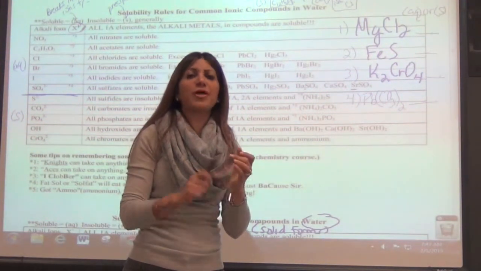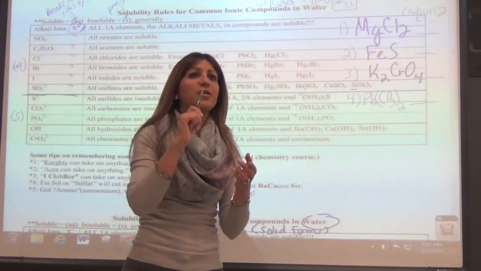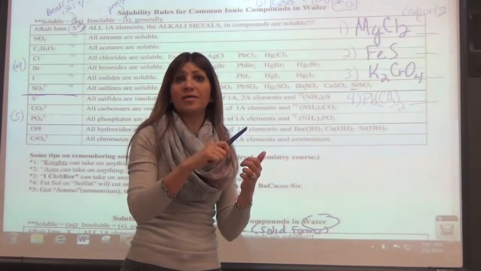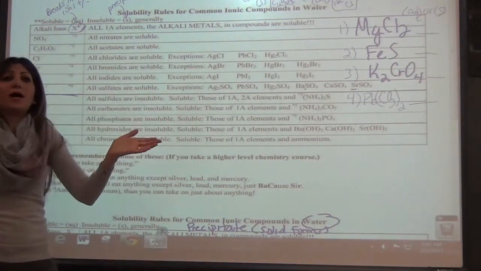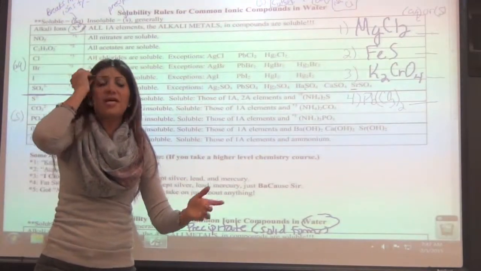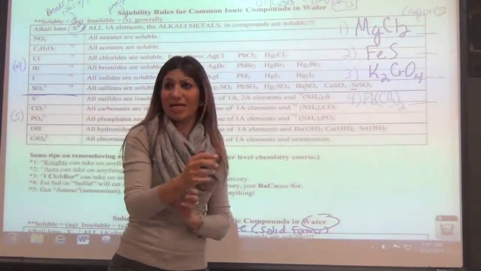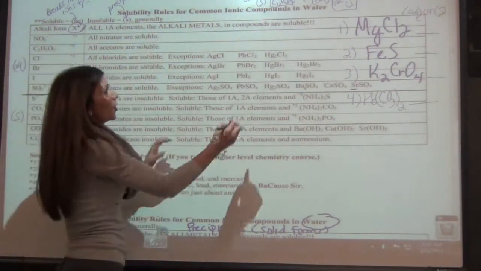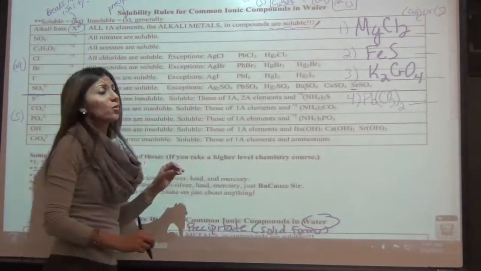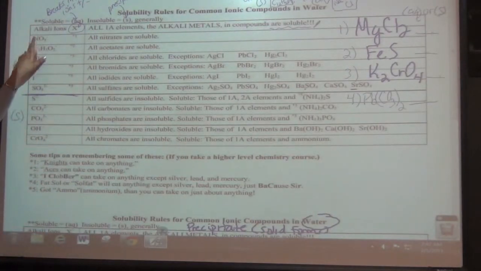It could be with nitrate, it could be with sulfate, it could be with sulfide, it could be with phosphate, it could be with nitride. As long as it's an alkali metal, it wants to break up. Okay, it wants to split off. In other words, it will lose its electron and become positively charged. So the alkali metals are all soluble, meaning they will all be aqueous.